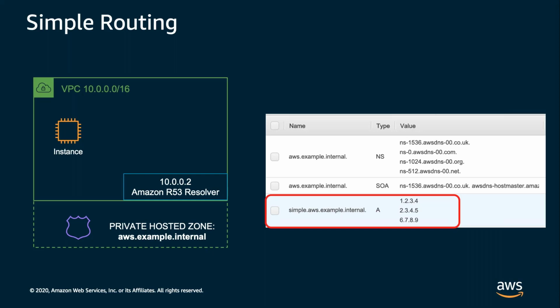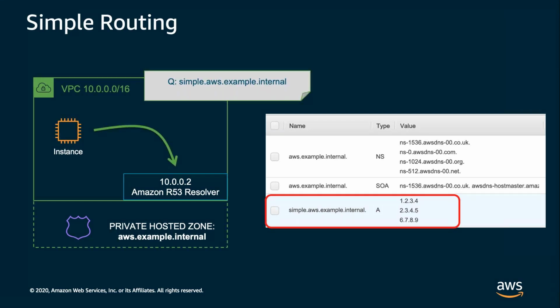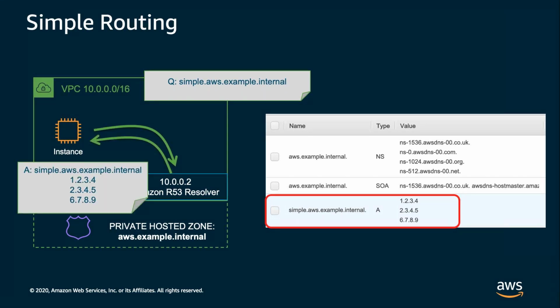simple.aws.example.internal, and we have 3 different IP addresses that the name can resolve to. So when my instance queries simple.aws.example.internal, I'll get back what's in that record set, which is those 3 IP addresses. And that works within that VPC because it's a private hosted zone. It's one of the simpler types of records, which is why we call it simple routing.